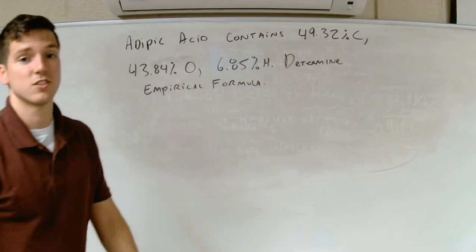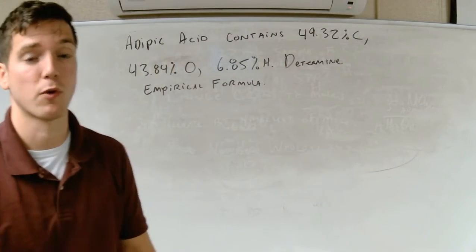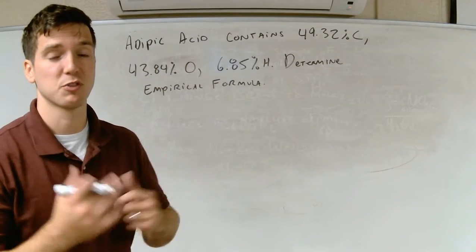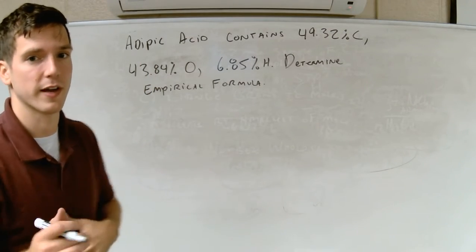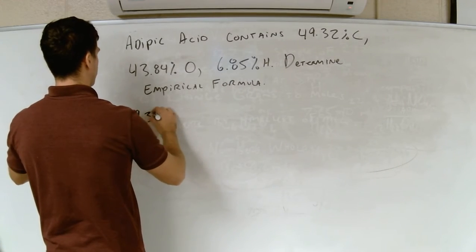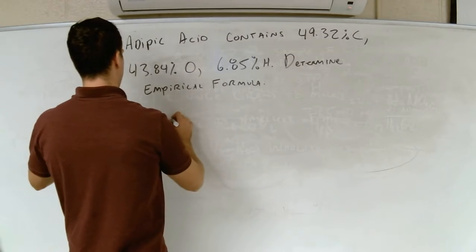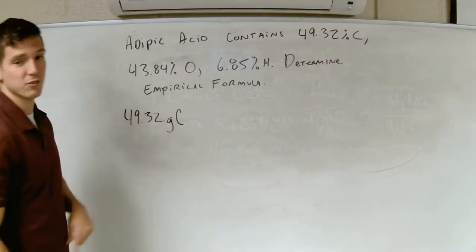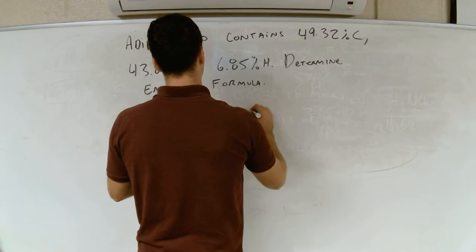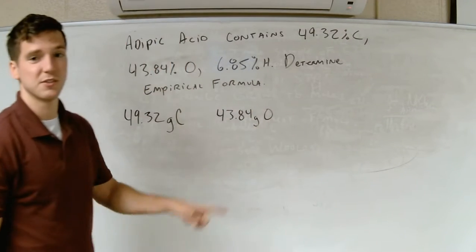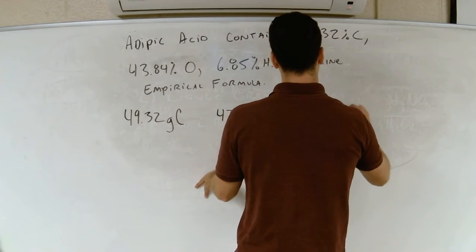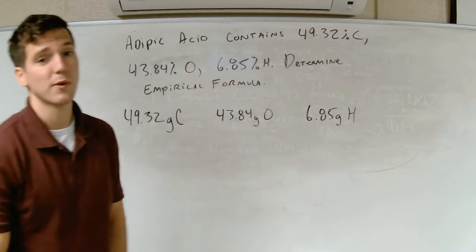Okay, so again, we're trying to determine that empirical formula, that reduced chemical formula. So again, rule number one, if they give us percentages, let's change those to grams. So I got 49.32% carbon. I'm just going to pretend that's out of a 100 gram sample and say that's grams of carbon instead. I'm going to do the same for oxygen. And I'm going to do the same for hydrogen as well. That's step one.